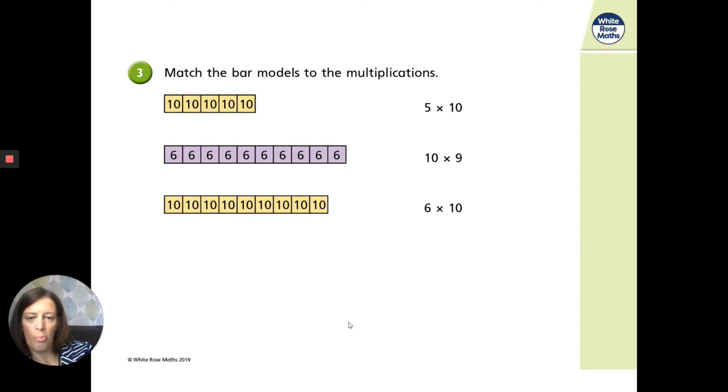Okay, let's match them up. So 5 lots of 10 was that first one there. 6 10 times, and 10 9 times. Hopefully you matched those up correctly. Well done.